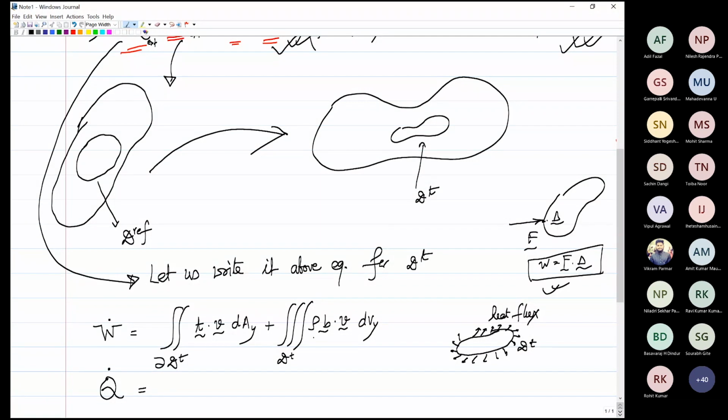Okay, Toiba is saying that we didn't use rho earlier. Okay, so we can drop it then. If we haven't used it, we'll drop it. It's just then B dot V, where B is now the body force per unit current volume.